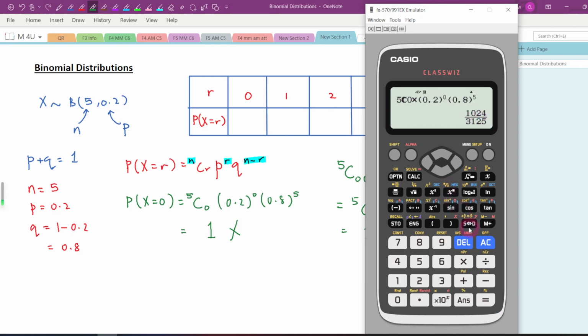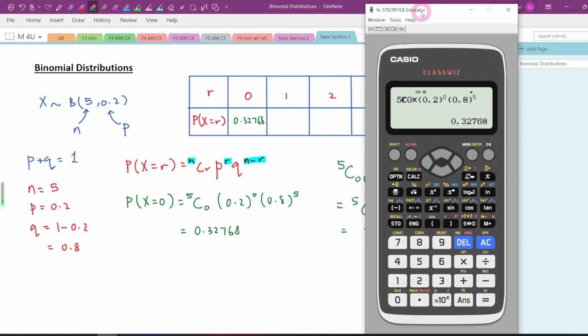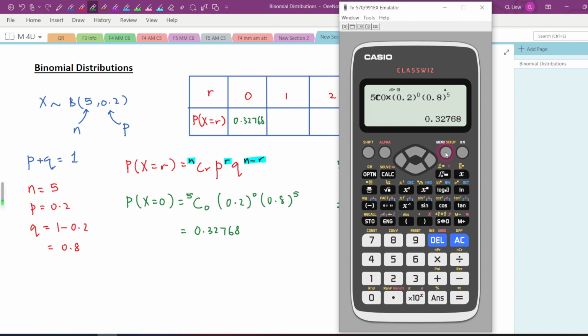If you want to write your answer in decimal, just press this button, you will get 0.32768. Okay, another way to get our answer faster is using this distribution. You go to your calculator, press menu, and then you can use a binomial distribution function to help you get your answer faster.